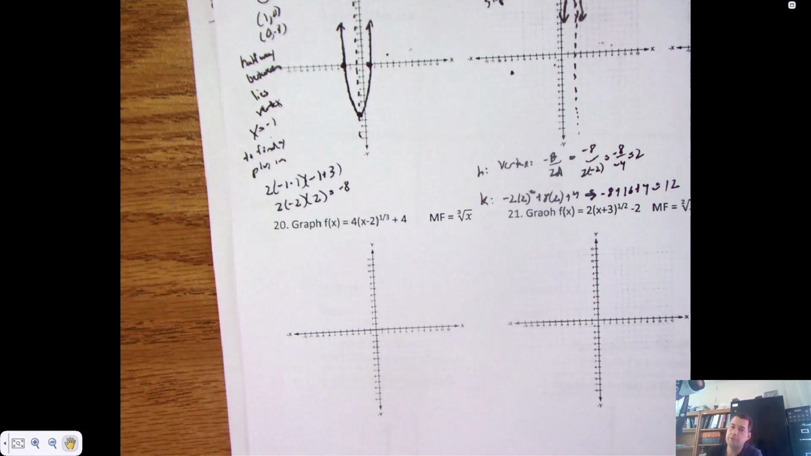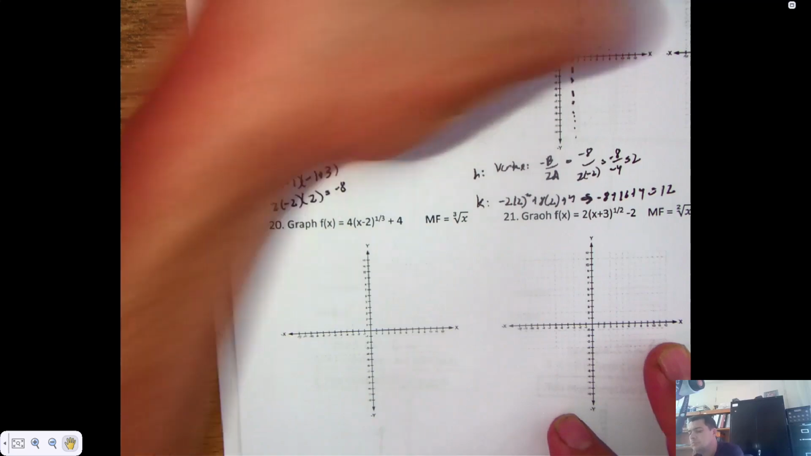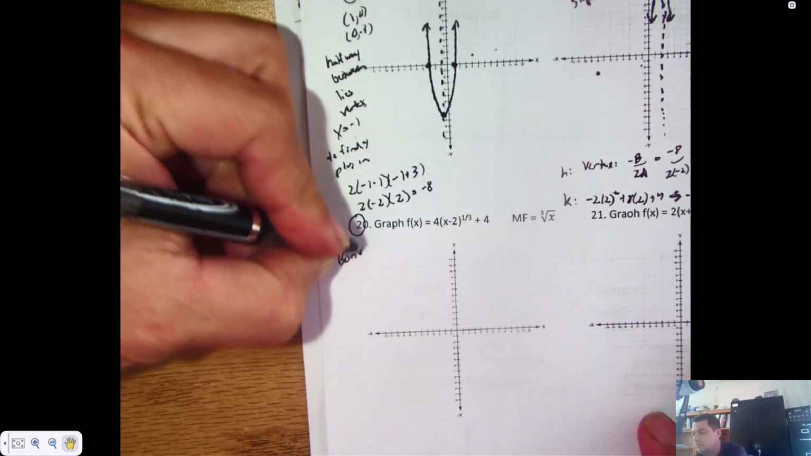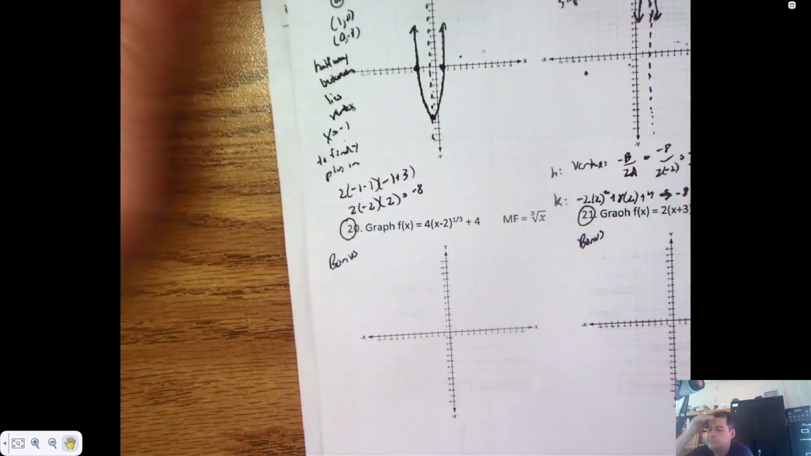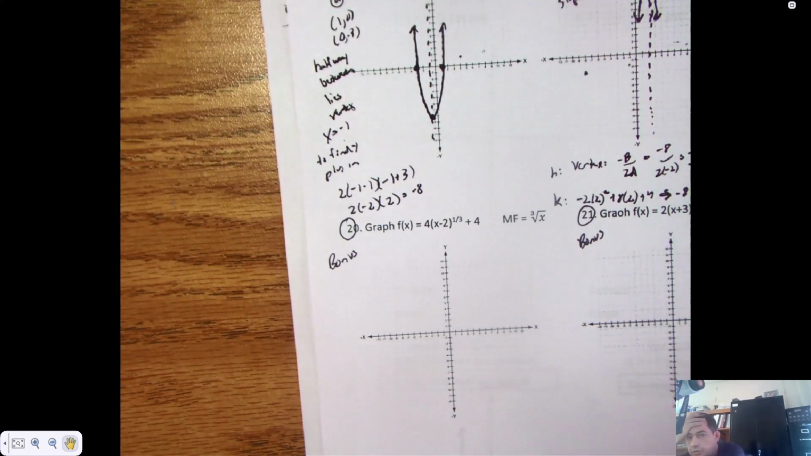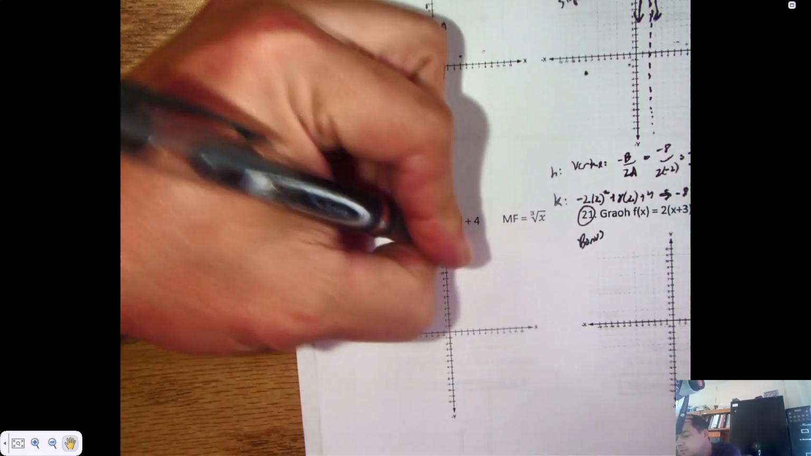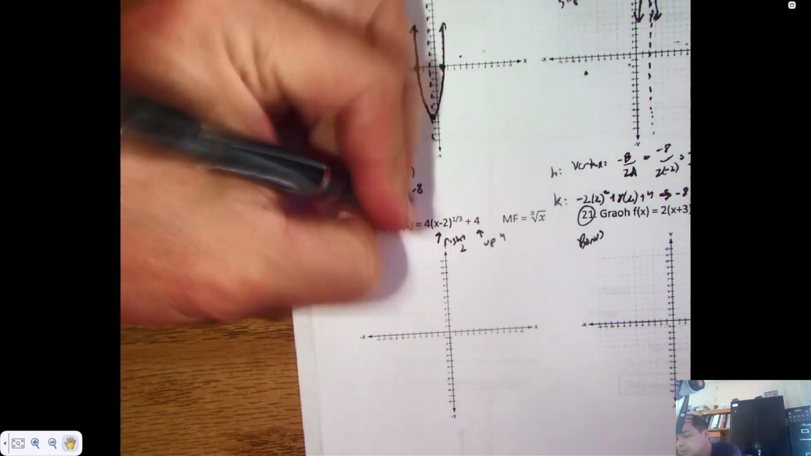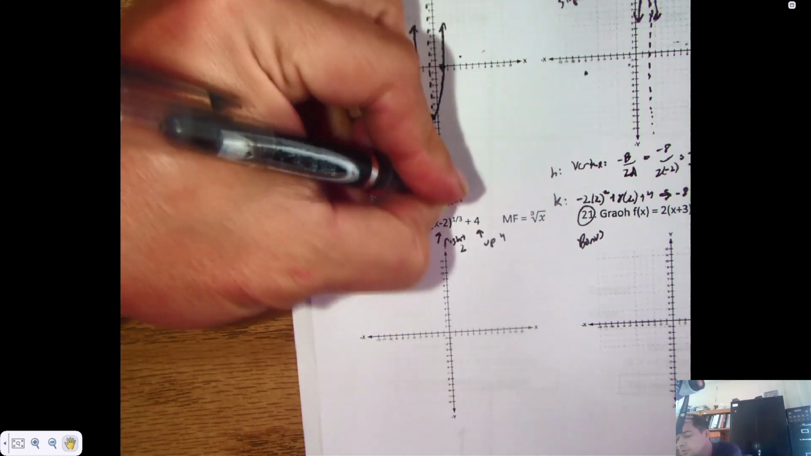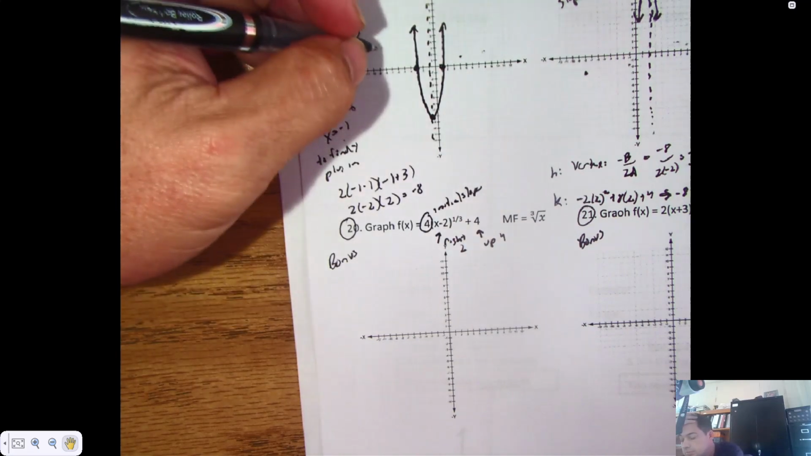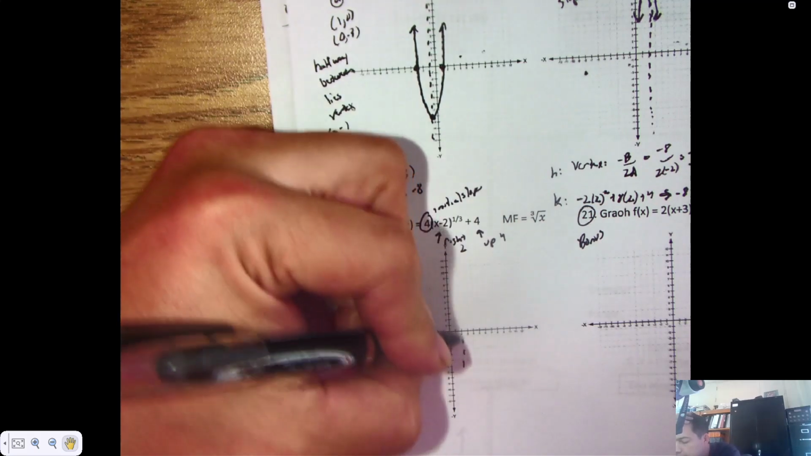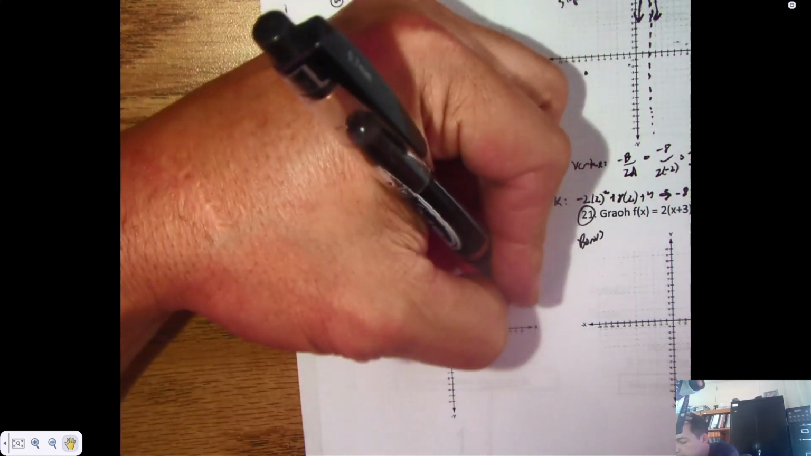Next up is the cubic root. Oh, by the way, that is definitely a bonus. This is a bonus. All right. Graph that thing. 4 times x minus 2 to the 1/3 plus 4. We have a right 2. We have an up 4. And we have an initial slope. It's not that bad. We go right 2. I'm going to draw that in. I'm going to go up 4. I'm going to draw that in.